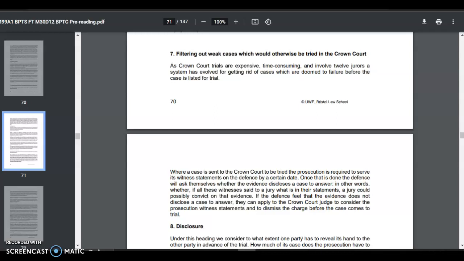Filtering out weak cases which would otherwise be tried in the Crown Court. So a mechanism has been created to save the time and money of the court, because a lot of people are required for the trial in the Crown Court. 12 jurors and judges, and it makes the trial very hectic and long, and it needs to be very efficient and effective. So it creates a lot of barriers for the Crown Court to deal with all of the cases.